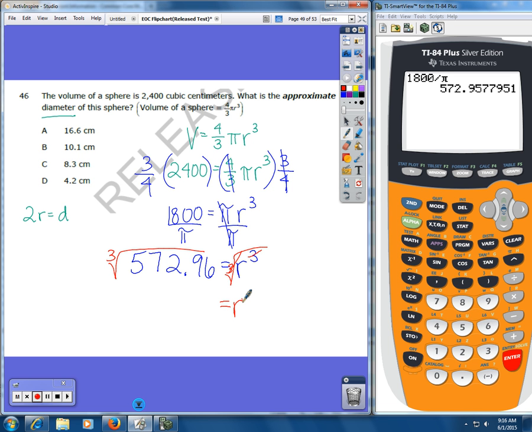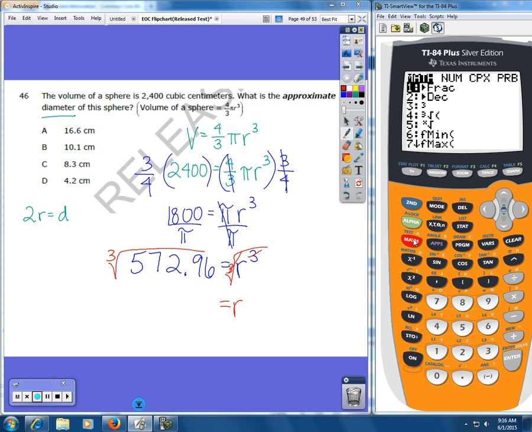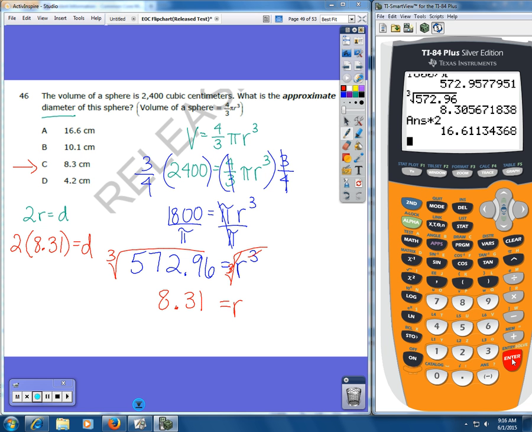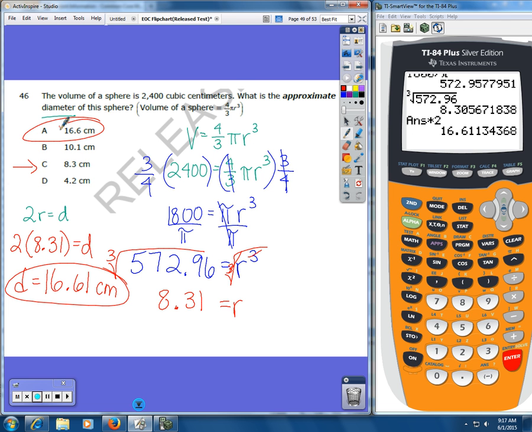So on my calculator, to get the cube root, I go to math. And then if you look down at number 4 right here, you have the cube root. So I'm going to do the cube root of 572.96. All right, so r is going to give me 8.31. Now, if you're not careful, you're going to see this answer and be tempted to pick C. But they did not ask for the radius, they asked for the diameter. So I need to take my radius and multiply it by 2 to get the diameter. And so the correct answer for the diameter would be somewhere around 16.61 centimeters. And so that would be answer choice A.